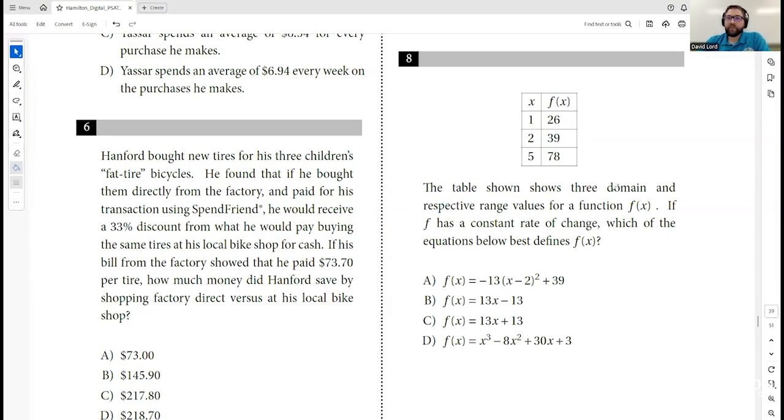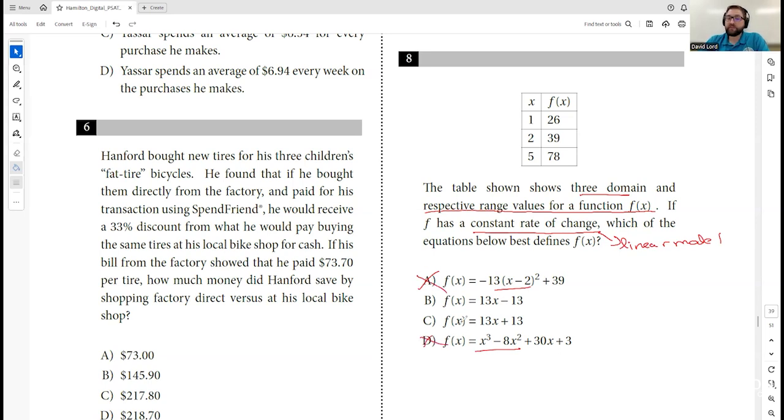Question number 8. The table above shows 3 domain and respective range values for a function f of x. If f has a constant rate of change, well, if it has a constant rate of change, it must be a linear model. Which defining equation below best defines f of x? So you could have plugged these points in for A or D, and they will work. The functions in A and D do contain these 3 points, but they're not linear models. This is a quadratic and this is cubic, so we can cross them out.